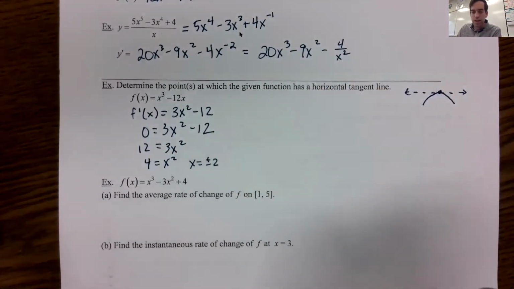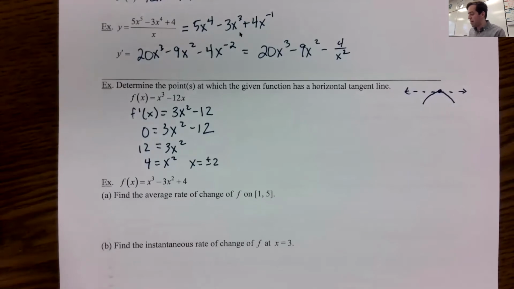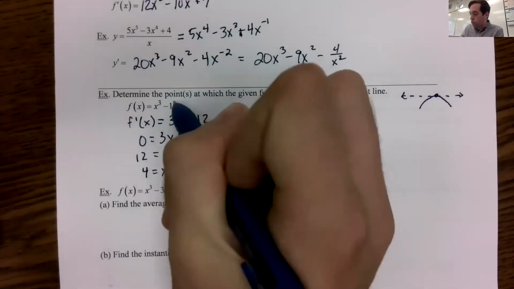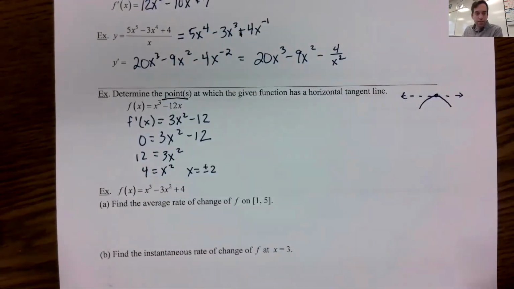Don't forget that plus or minus there. Whenever you take a square root, you have to include a plus or minus. Don't forget that. So now we go back to the original function. It wants to know the points where we have a horizontal tangent line, not just the x value.